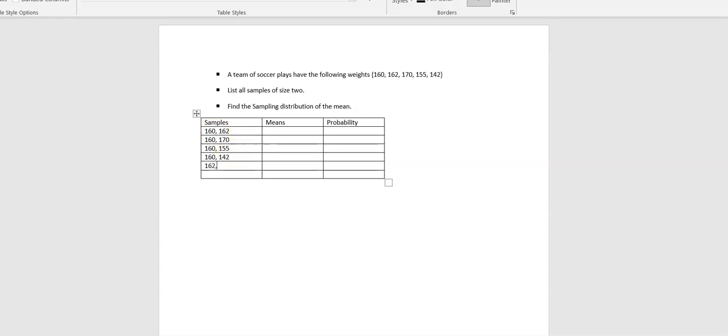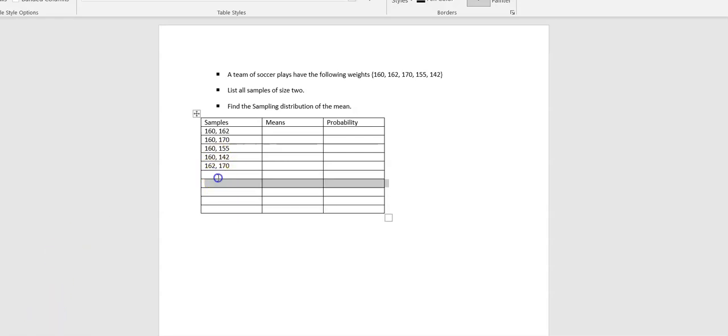So let's do 162 with 170. And I could have 162 with 155 and 162 with 142. That's everything with 162 in it. Now we go to 170 with 155 and 170 with 142. And finally, the last sample of size 2 is 155 with 142. And that's all samples of size 2.